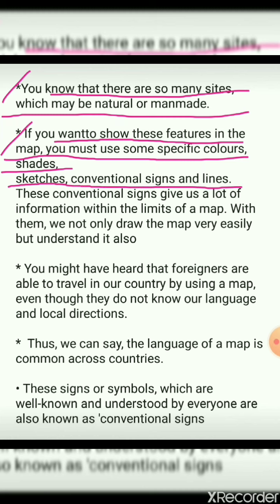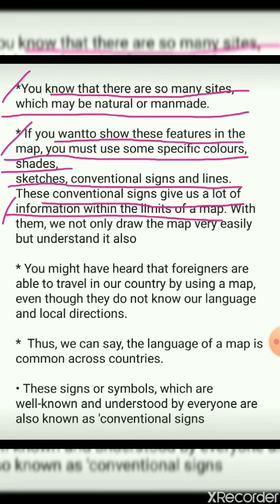Okay, what they're saying is that if you want to show these natural and man-made things on a map, तो what you need to do, you need to show हर एक चीज़ को अलग तरीके से, differently on the map. Like you need to show the shades by specific colors से उसको दिखाओ, या तो कोई sketch करके दिखाओ, या तो कोई अलग अलग conventional signs, or lines. These conventional signs give us a lot of information within the limits of the map.